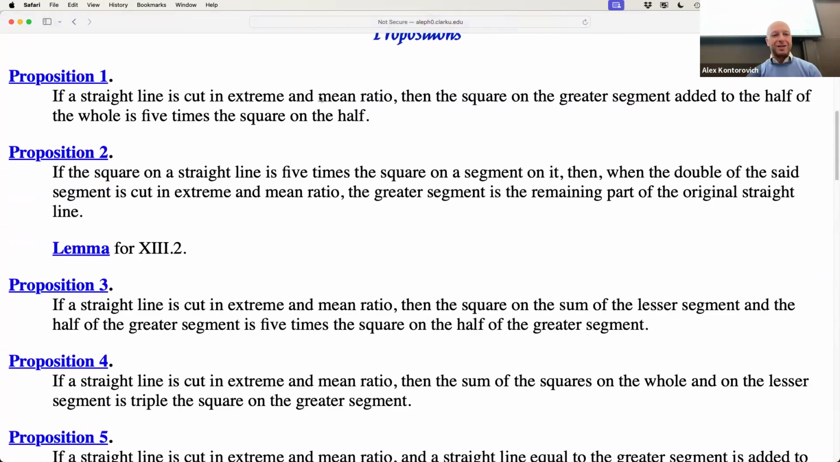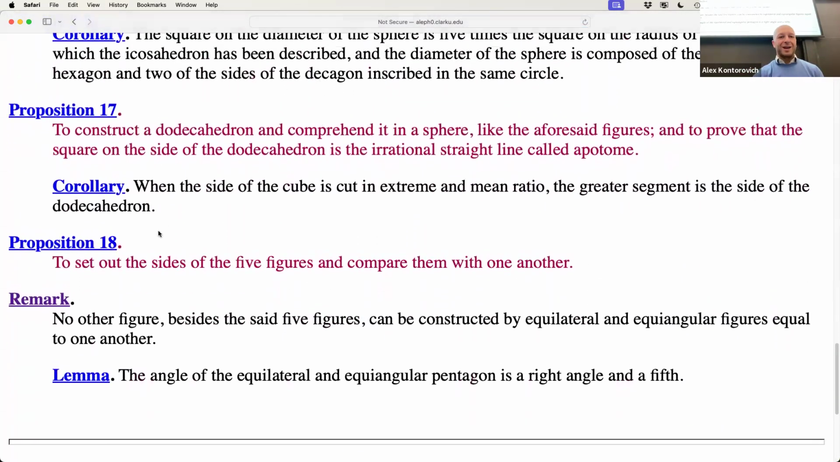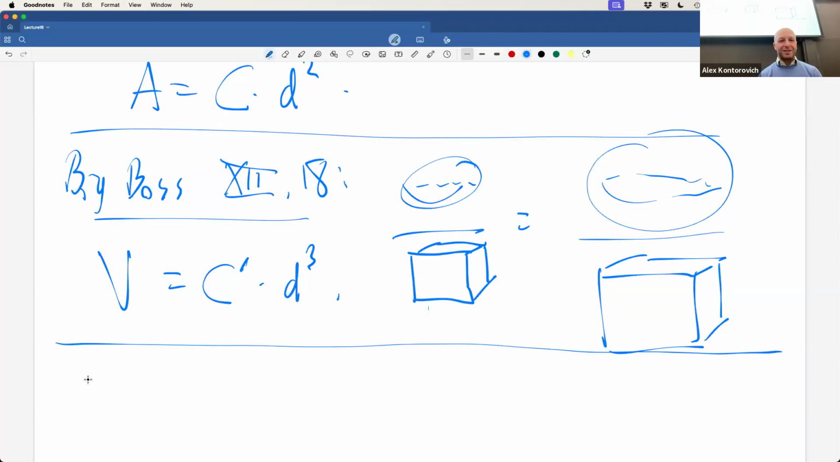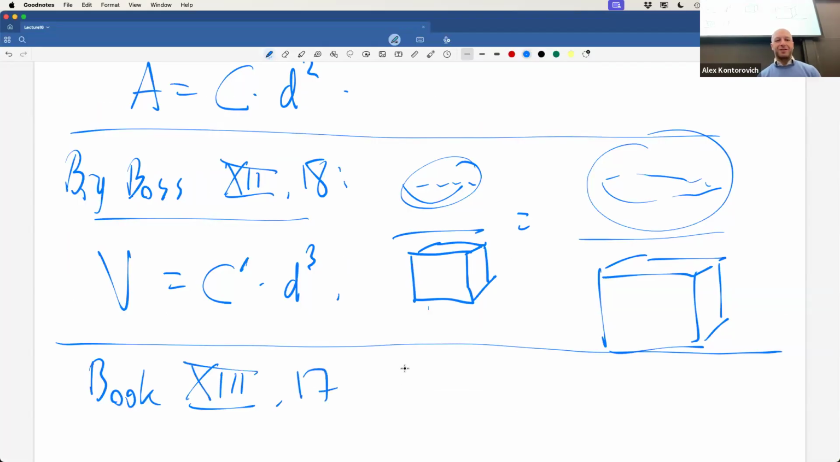Finally, we're in book 13, and the real big boss for book 13 is this remark. So proposition 17, let's go to book 13. Book 13, proposition 17 constructs the dodecahedron. We're going to talk about what that is, dodecahedron.